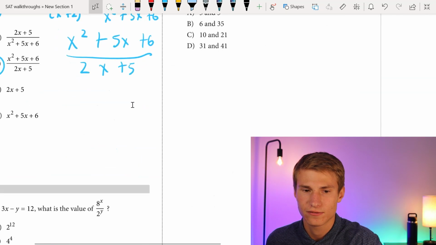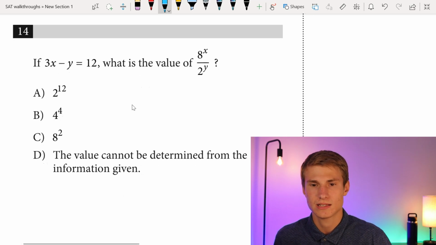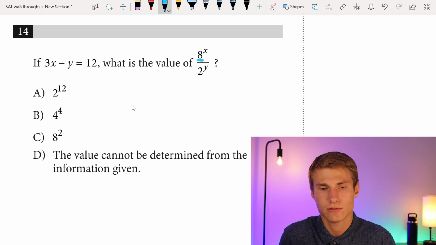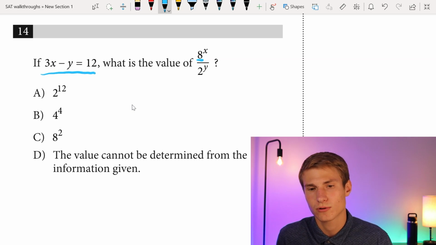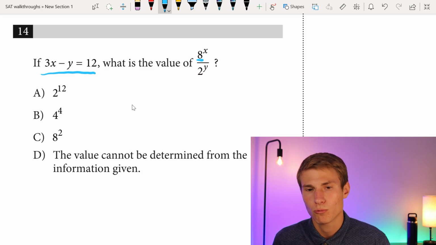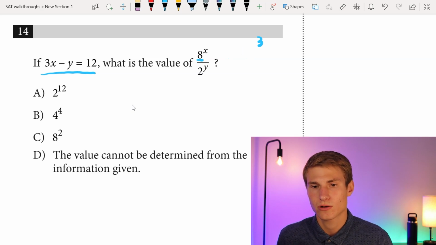All right, next up we've got 14. The key thing here is going to be recognizing that 8 is equal to 2 to the power of 3. If 3x minus y is equal to 12, what's the value of 8 to the power of x divided by 2 to the power of y? Well, we know that 8 is equal to 2 to the third power, so that's what we're going to substitute in.